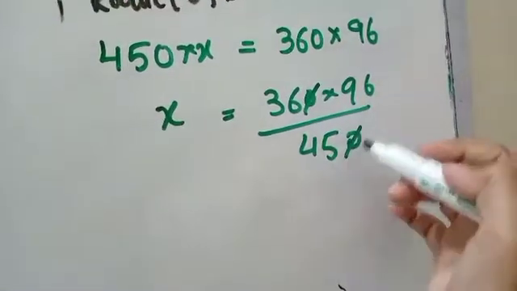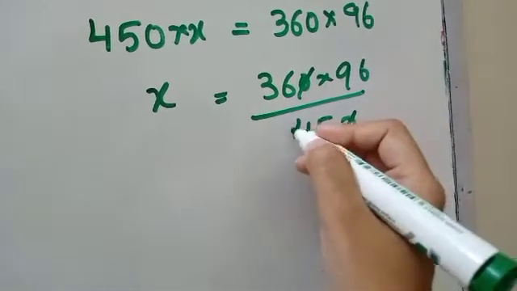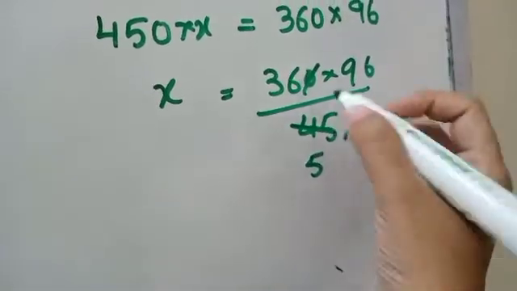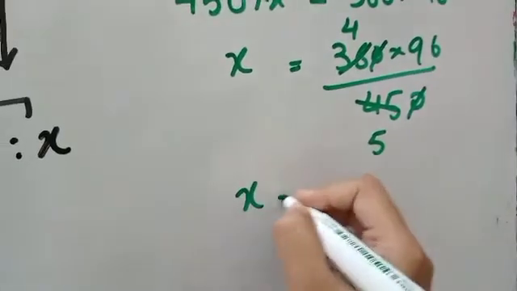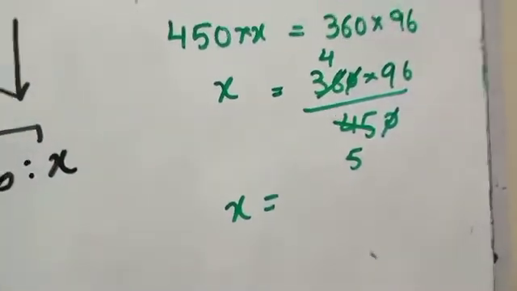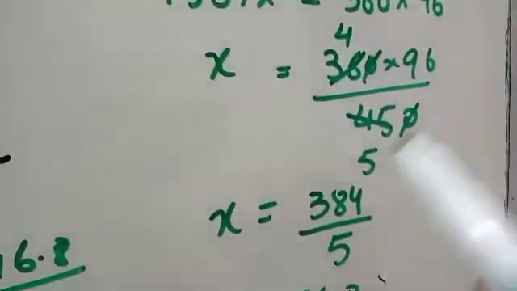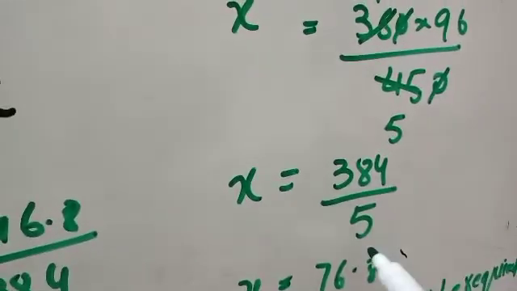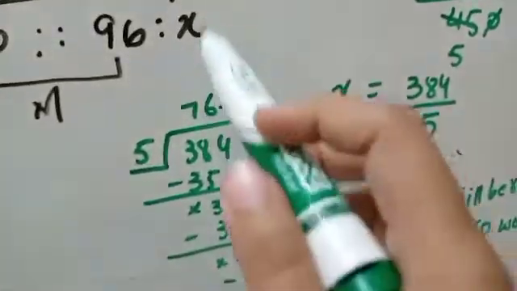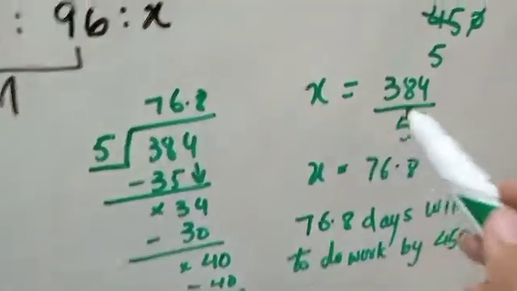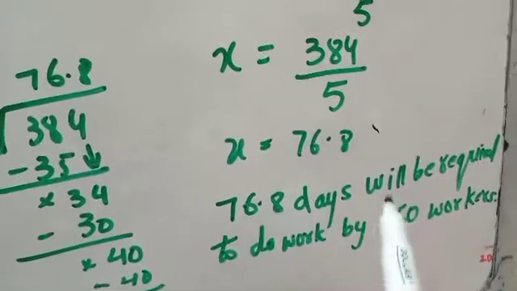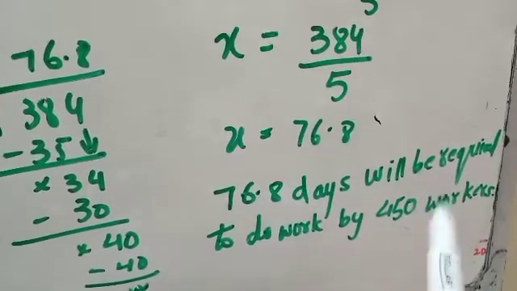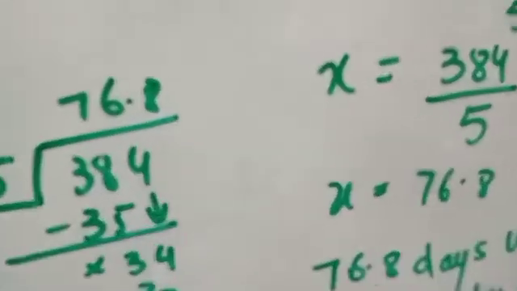0 cancels with 0. Now I am solving with the 9 times table. 9 5s are 45 and 9 4s are 36. Now x is equal to 4 multiplied by 96, which gives 384, divided by 5. Dividing in the rough column, you will get 76.8, and that's how you will write the statement: 76.8 days will be required to do the work by 450 workers. Now I am doing the second question.